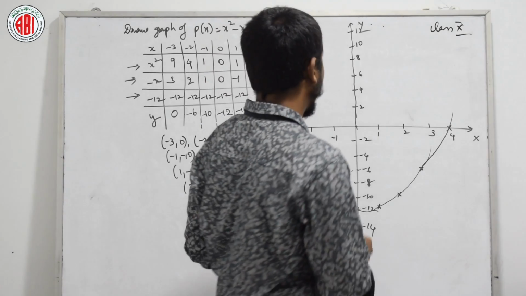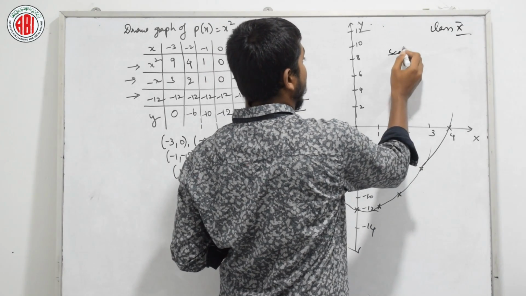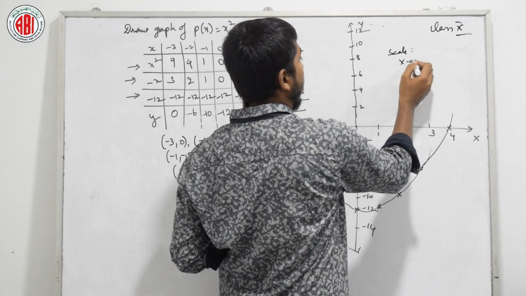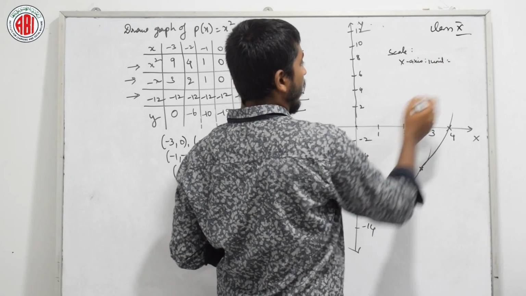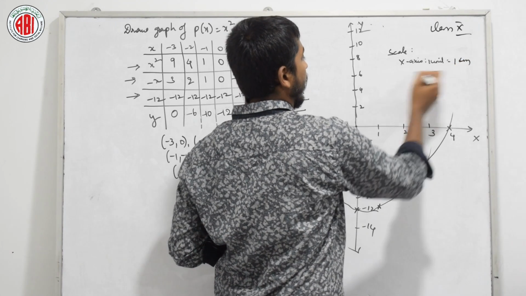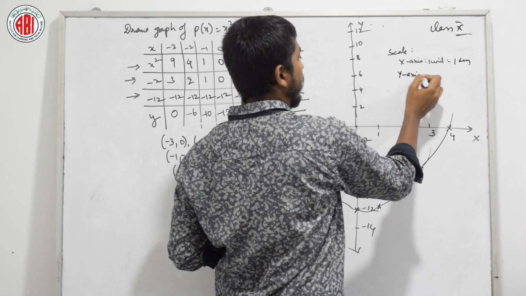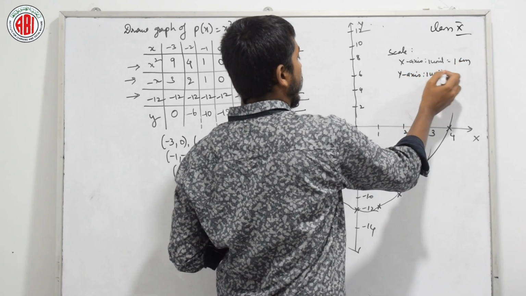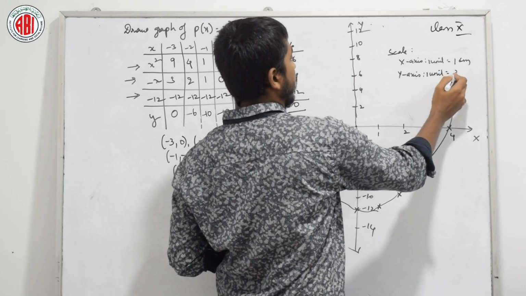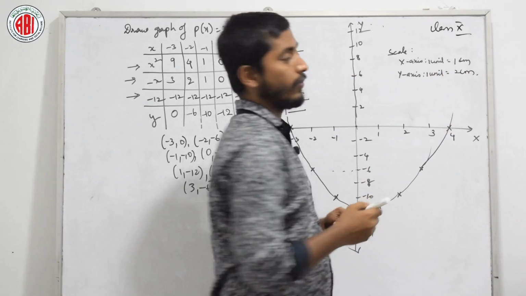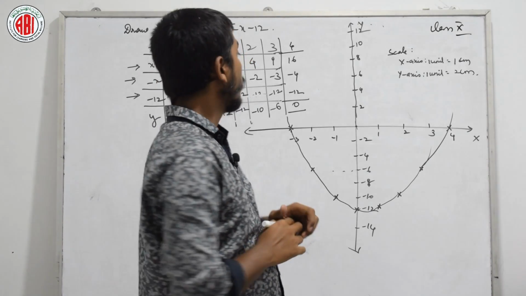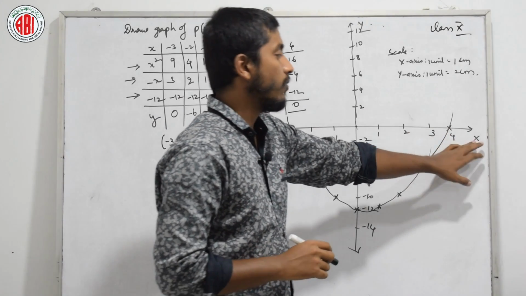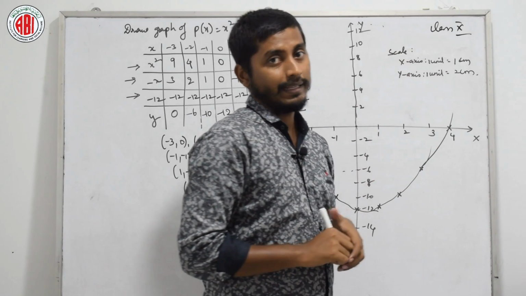Clear? Don't forget to write the scale here. Once again I am reminding it. Scale: x-axis 1 unit is equal to 1 centimeter, we have taken it, and y-axis 1 unit is equal to 2 units, I mean 2 centimeters. Okay, remember that. Don't forget to mention this and don't forget to write x and y axis.